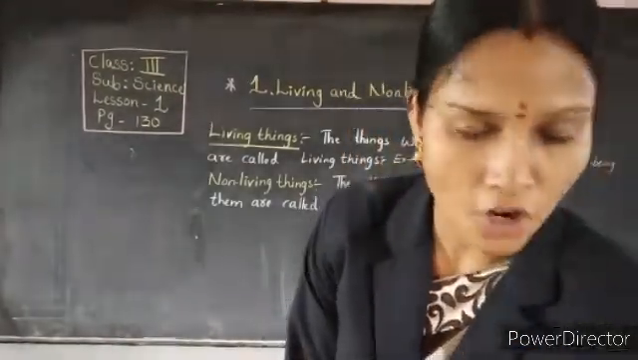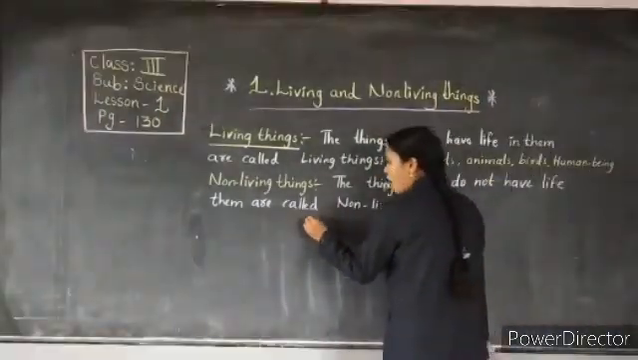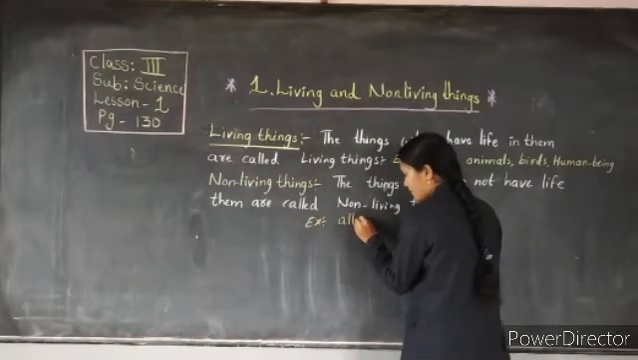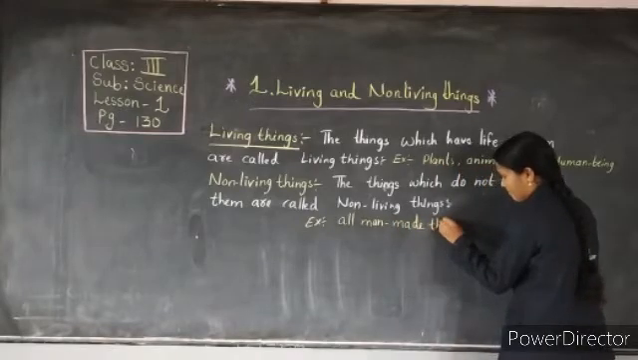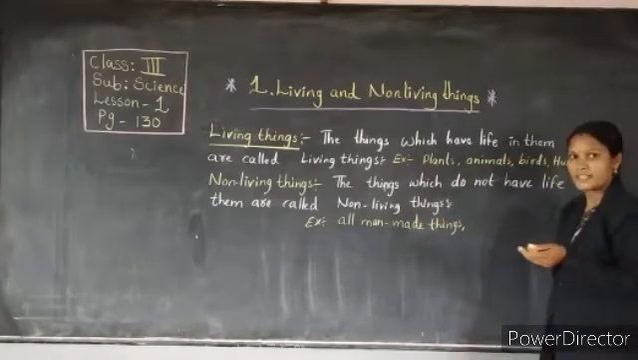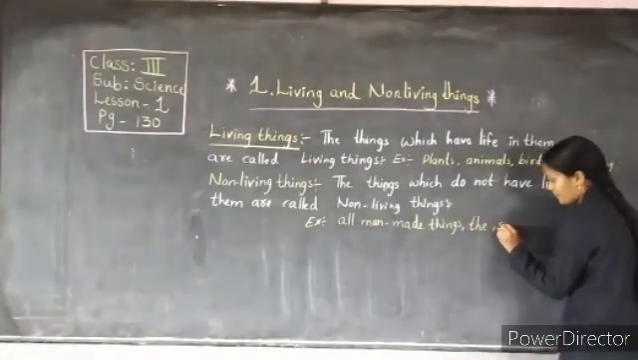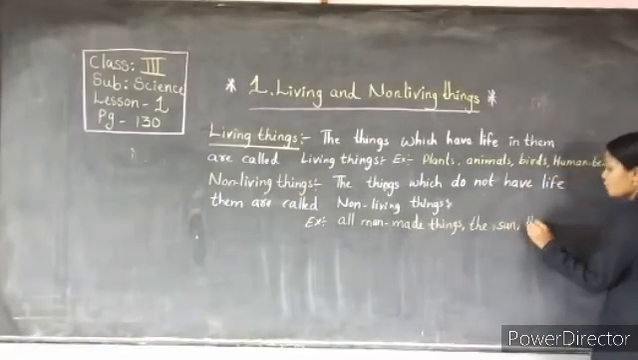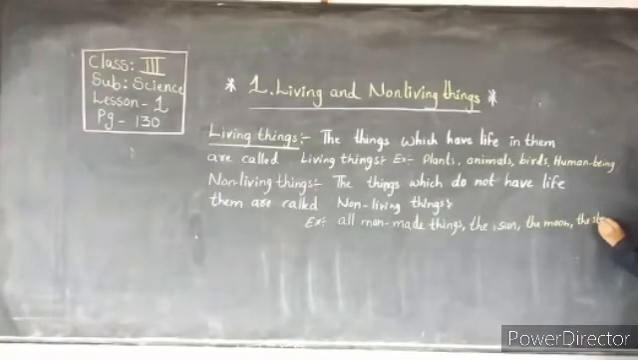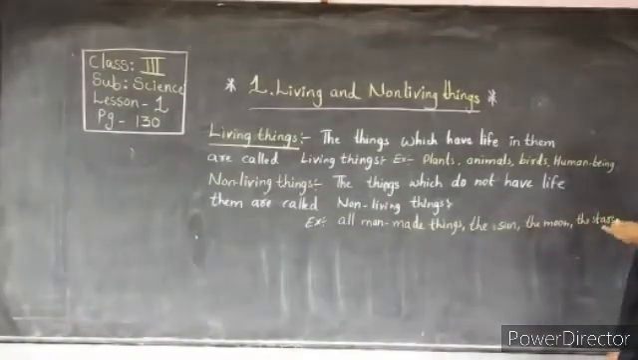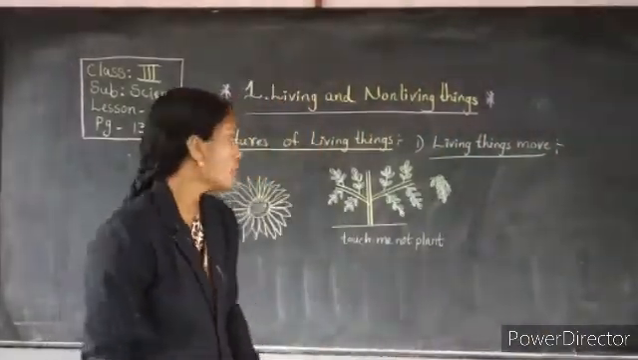Examples of non-living things are man-made things, and some are natural things. The sun, the moon, the stars are non-living things. And the next topic is features of living things.